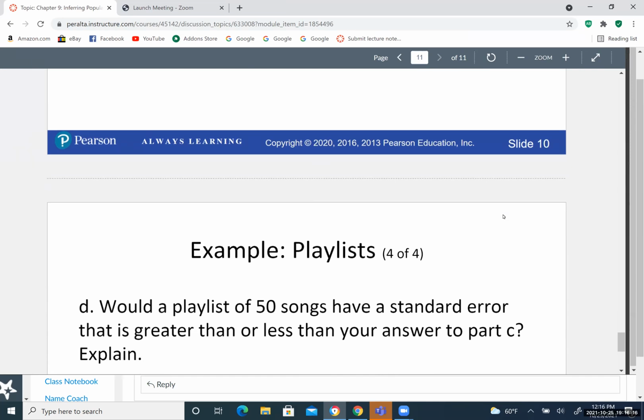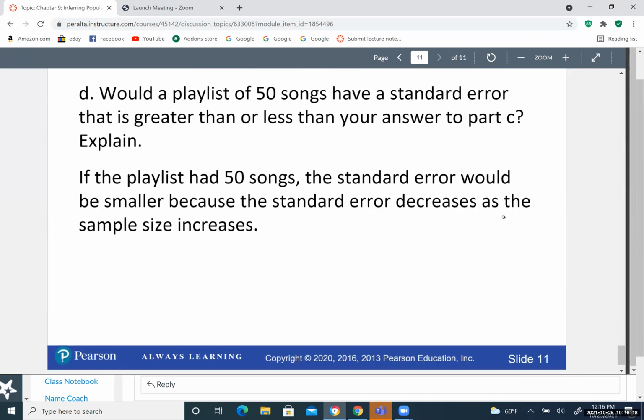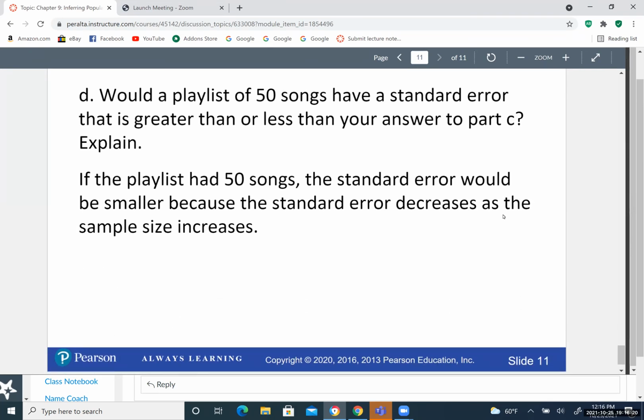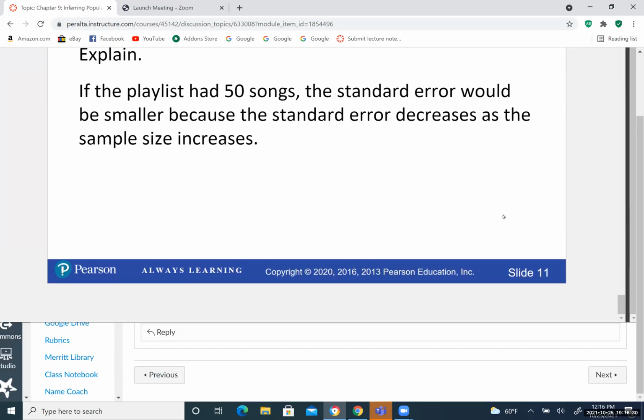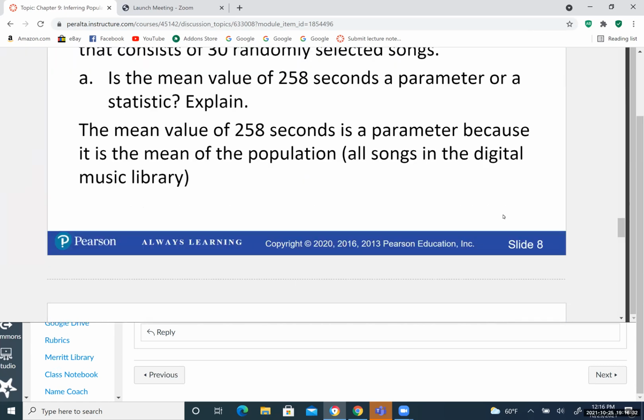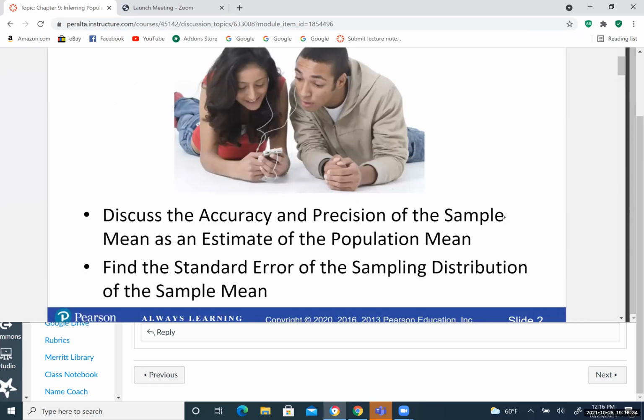You can try on your calculator. So the answer is, if the playlist has 50 songs, the standard error would be smaller because the standard error decreases as the sample size increases. So that is the content for 9.1.